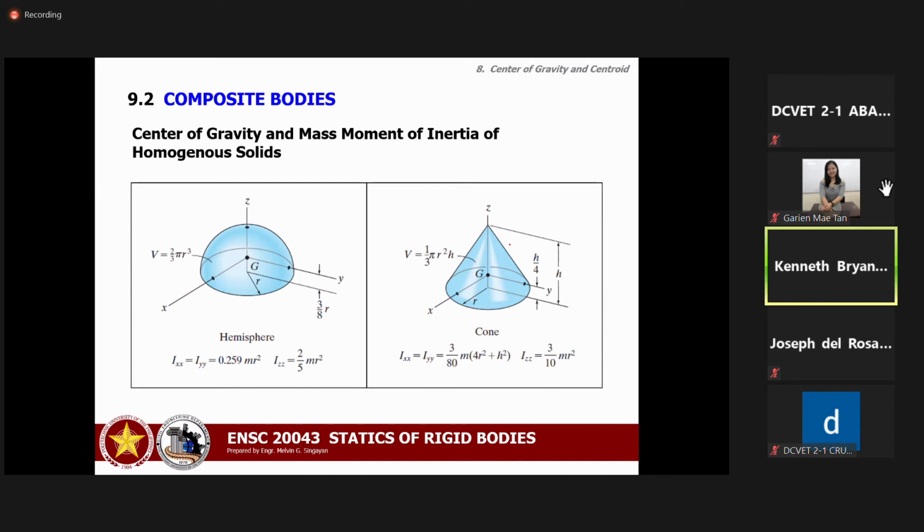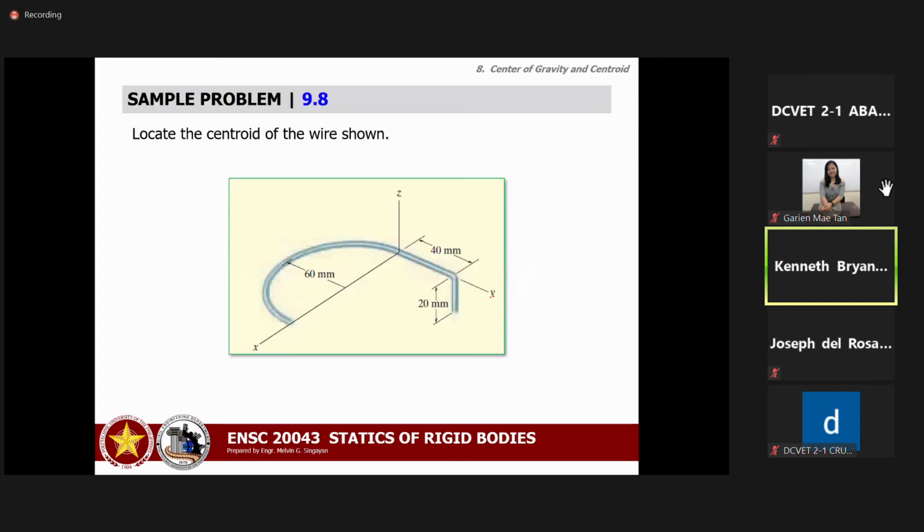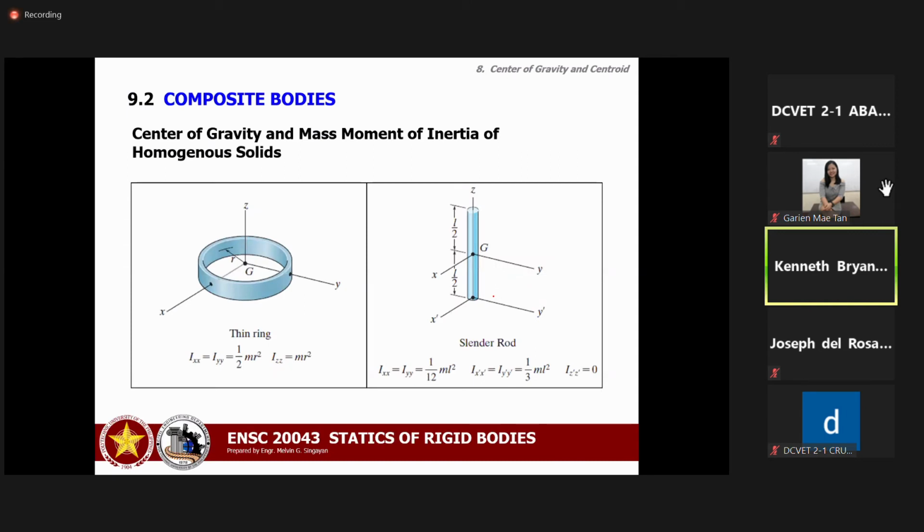Then if you have a cone, the volume is 1/3 pi r squared h, and the location of the center of gravity is at h over 4 from the base. So, yan lang yung mga formula natin. Kaya kumbaga, the need for integration will now be removed in our solution. Because what we are going to do is, if you have a composite body, just divide that composite body into composite parts where we know the weight and the center of gravity, or we know the area, geometric area, and the location of the centroid.